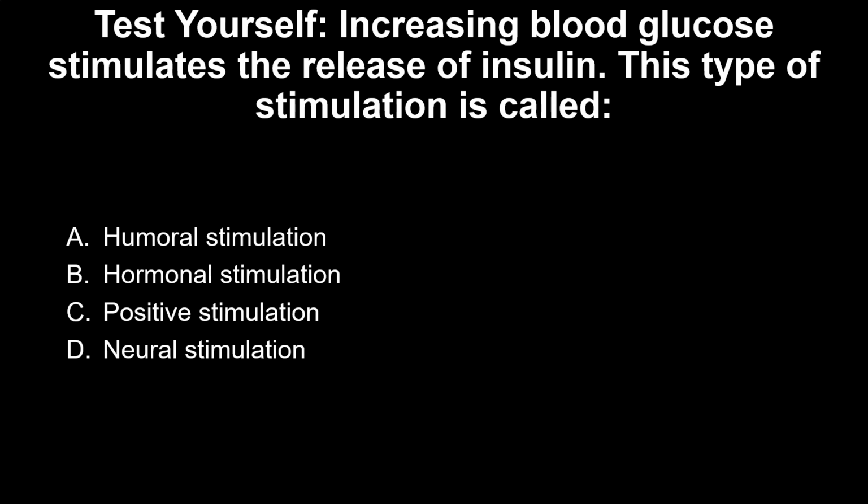Increasing blood glucose stimulates the release of insulin. This type of stimulation is called which kind? Increasing blood glucose stimulates the release of insulin. This type of stimulation is called humoral stimulation. Remember, this is a reaction to solutes like ions or solutes in the blood creating an insulin release.